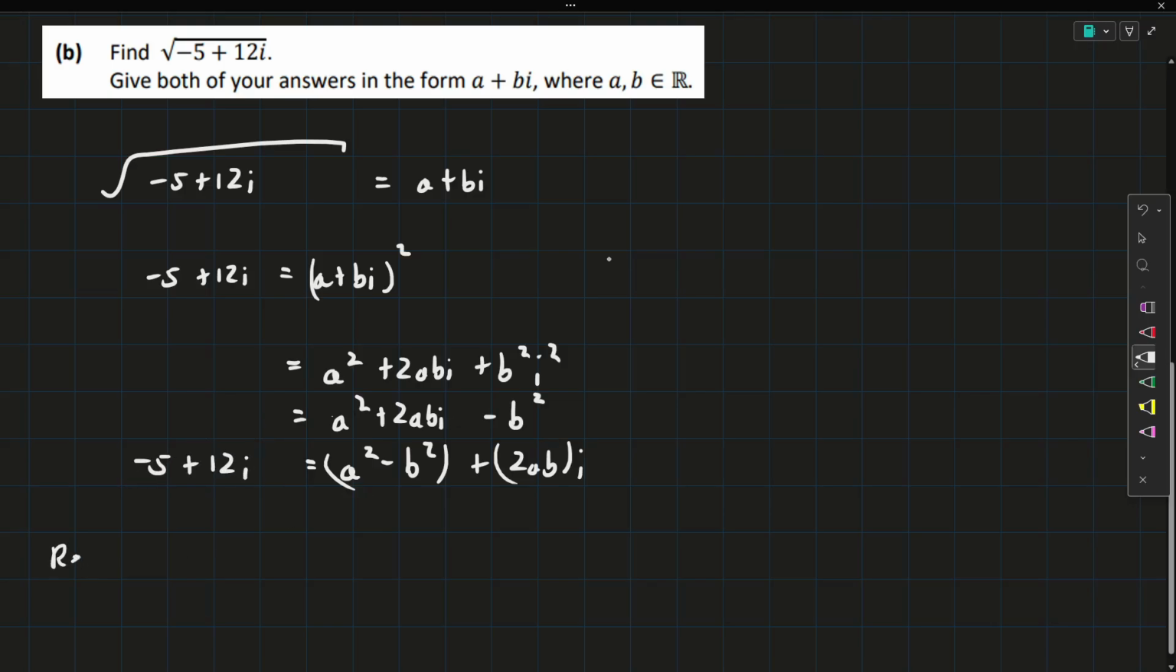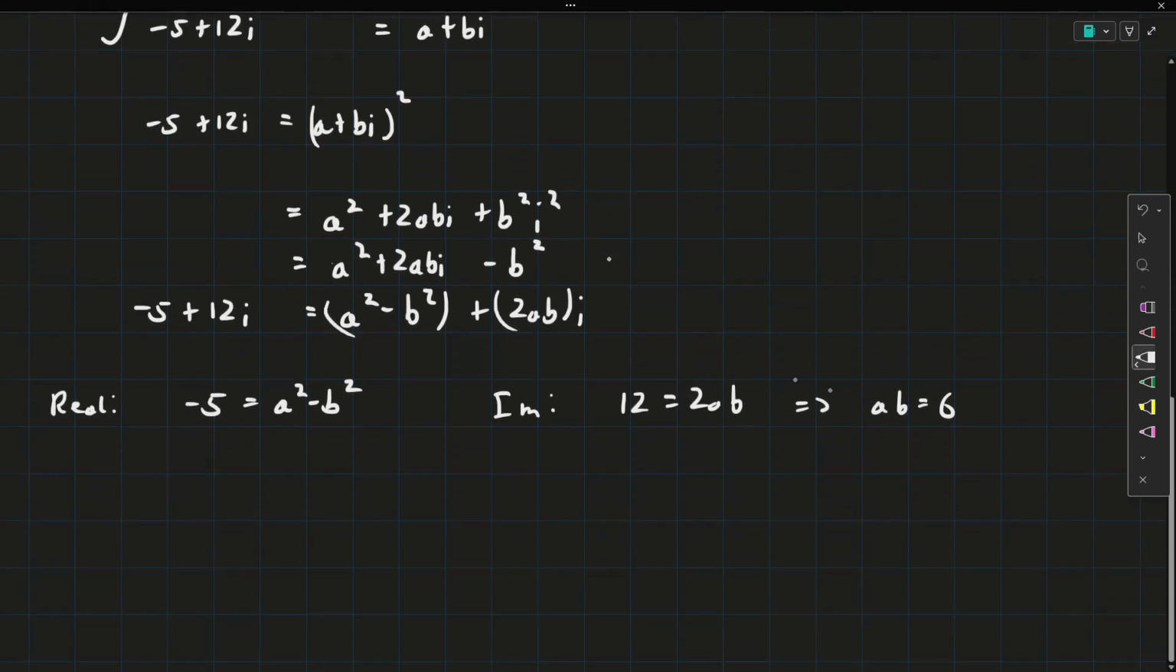So we can equate the real parts, and we get that minus 5 will be equal to a squared minus b squared, and equating the imaginary parts, we'll get that 12 is equal to 2ab, which tells us that ab is equal to 6, dividing both sides by 2. And now we have simultaneous equations, so I'm going to solve for a here and sub it into here. So I'm going to say that a will be equal to 6 divided by b. I'm going to sub that into this equation.